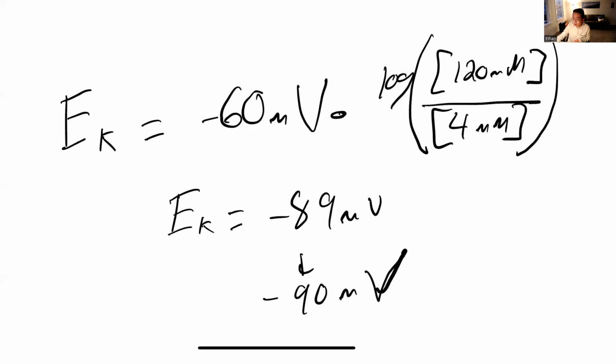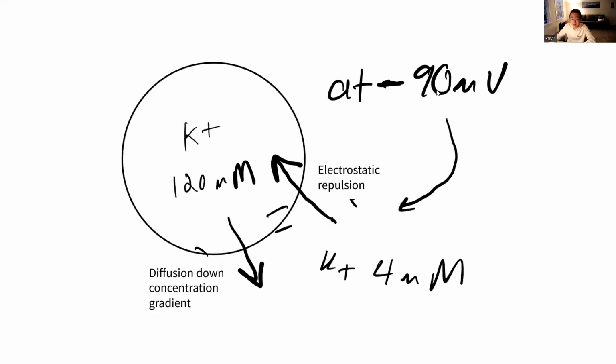All right, so this equilibrium potential for K of negative 90 millivolts, what does that mean? That does not tell you anything about the actual force caused by imbalance of charge, the electrostatic repulsive force. No, what that means is at negative 90 millivolts, and this concentration of potassium intracellular versus extracellular, the force of electrostatic repulsion is enough to cancel out the force of diffusion of K plus down its concentration gradient, meaning that there is no net flow of K plus in or out of the cell.